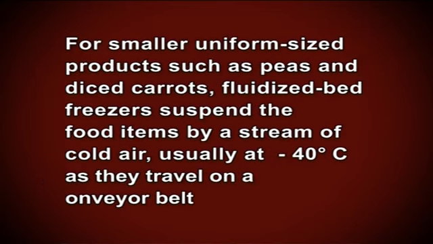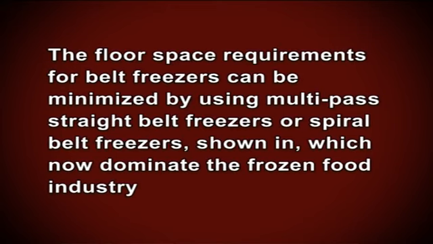For smaller uniform sized products such as peas and diced carrots, fluidized bed freezers suspend the food items by a stream of cold air, usually at minus 40 degrees centigrade, as they travel on a conveyor belt. The high level of air motion and the large surface area results in high rates of heat transfer and rapid freezing of the food products. The floor space requirements for belt freezers can be minimized by using multi-pass straight belt freezers or spiral belt freezers, which now dominate the frozen food industry.